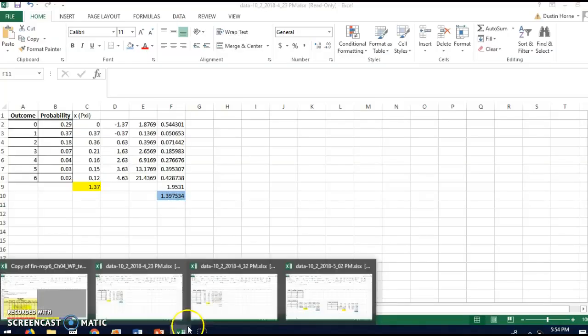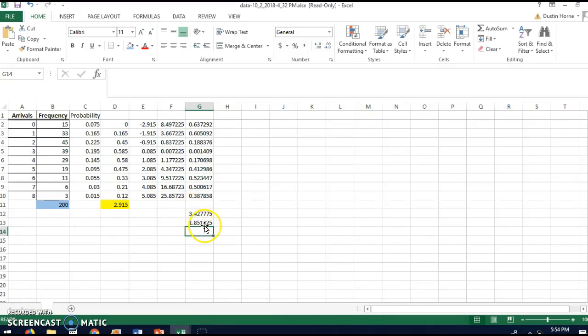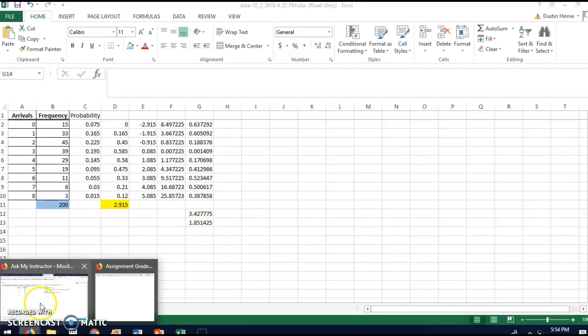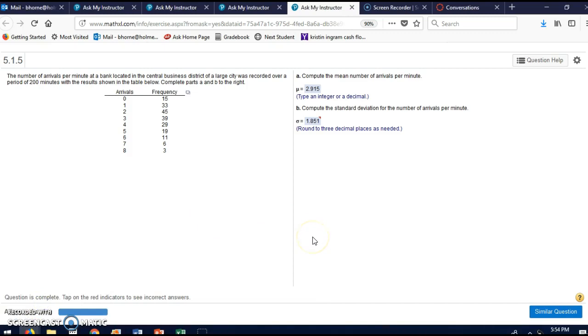Let me go back to where it was. 1.851, rounded to the third decimal place. And your rounding can be off just a little bit. But that's why I like Excel, because it's very precise. You get a precise answer when you get to the end.